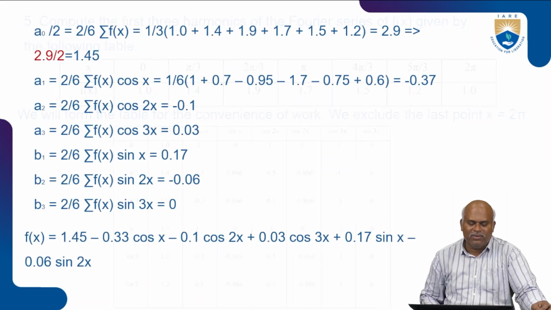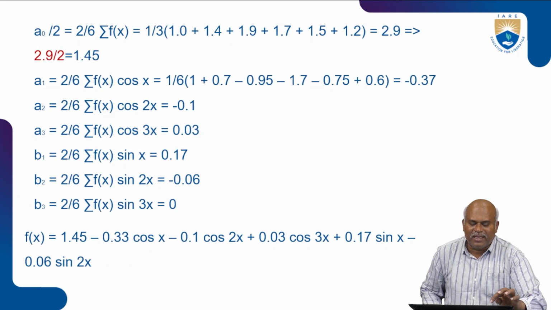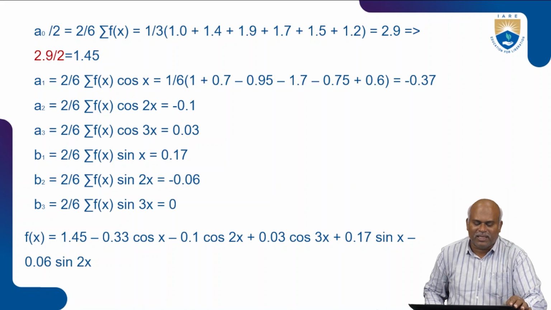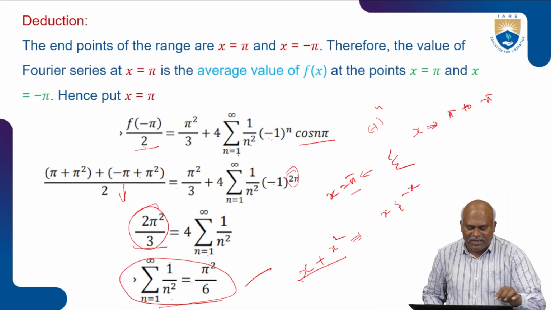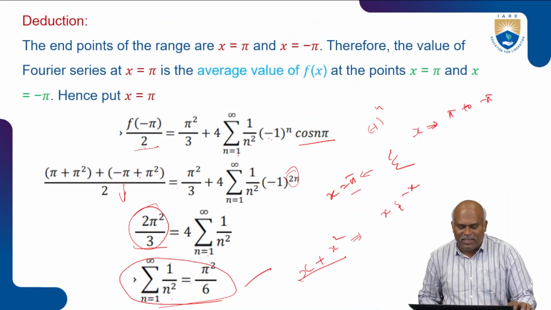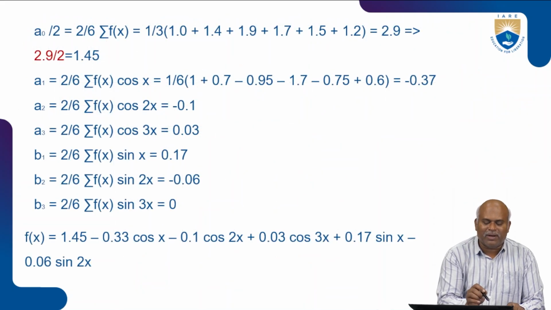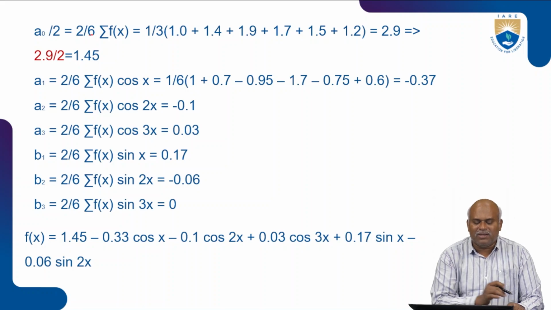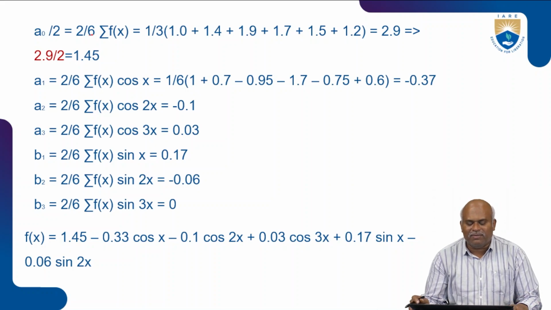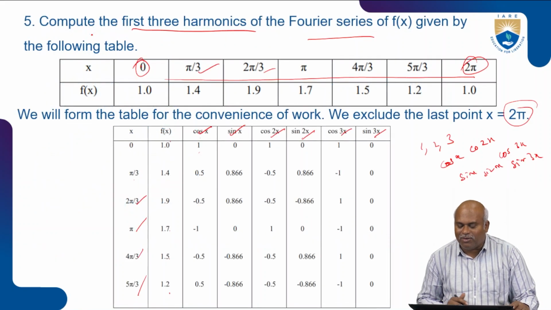Condition 2 by 6, we got it. Then f of x is represented as 1 by 3. As for this, the sum of 1 by n square equals pi square by 6. So this condition we take here, and we write it for the 2 by 6. Otherwise, what do we do? We need the 6 harmonics.